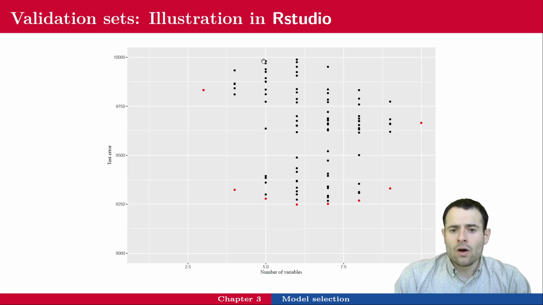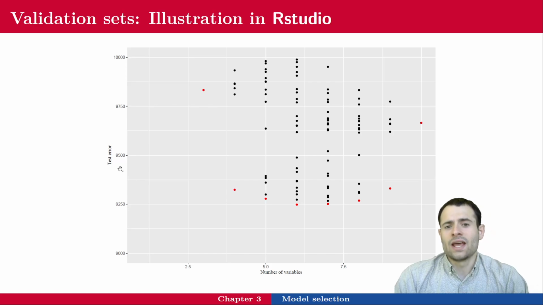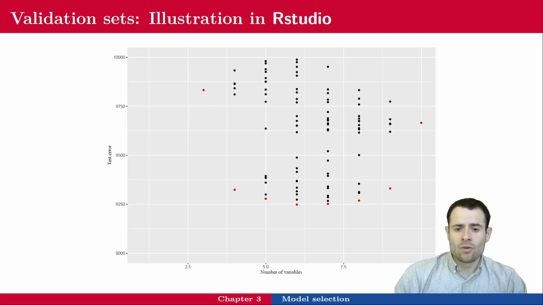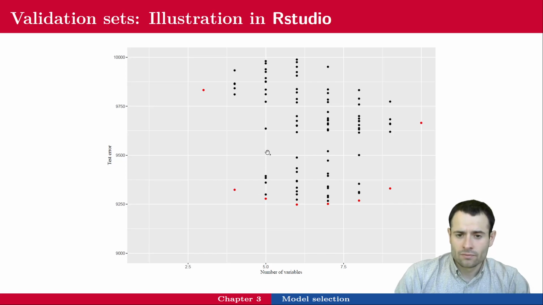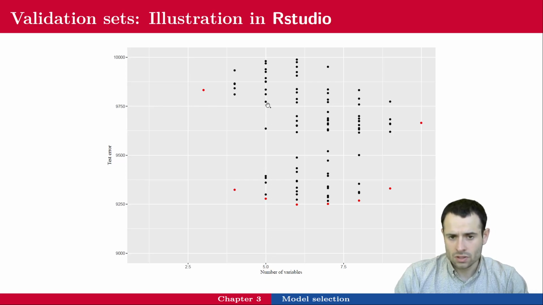And with all of these different models, which are different combinations, I took the predictions to the test dataset and I computed the test error or the test MSE. And I reported those values on this graph. So you can see that for each number of variables, here for instance 5 variables, I have a bunch of test errors, test MSE. I have the same for 6, for 7, and so on and so forth.